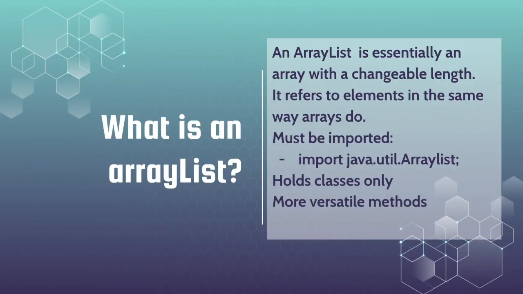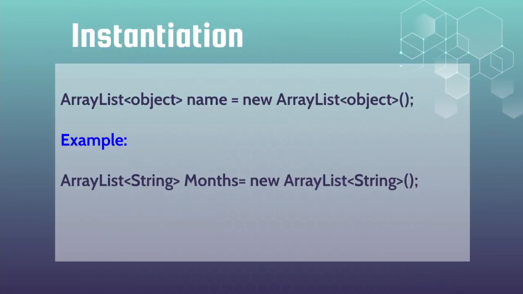So while my first element has an index of 0, it's still the first element. So moving on to array lists. An array list is essentially an array with a changeable length. It refers to elements in the same way arrays do, using indices. However, array lists must be imported using import java.util.ArrayList, and they only hold classes. So this is how you declare an array list. It's pretty similar to how you declare an array.